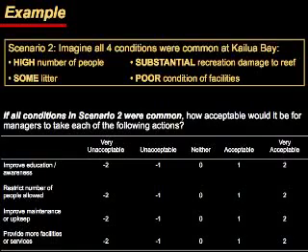So let me give you an example from the survey. Scenario 2: imagine all 4 conditions were common at Kailua Bay. High number of people, some litter, substantial recreation damage to reef. And you'll see that's quantified in the survey based on some of the stuff that Rogers did here. Poor condition of facilities, etc. So if all of these conditions were common, how acceptable would it be for managers to take each of the following actions? And those 4 actions are listed.